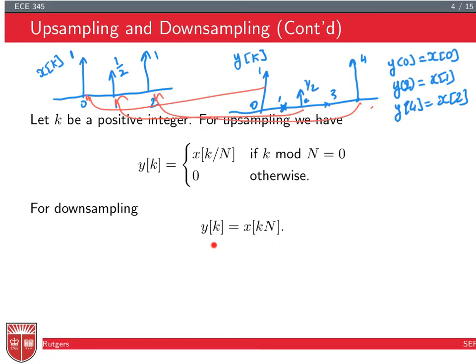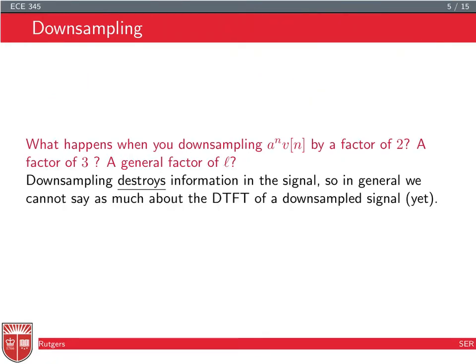And you can also double check that the formula for the downsampling makes sense. For downsampling, we're not going to spend much time on it right now because for a discrete signal, when we downsample, we lose values, and it's not clear how we can find a relationship between the DTFT of the original signal and the DTFT of the downsampled signal. But the story is different for upsampling.